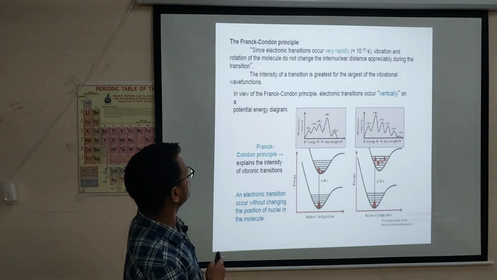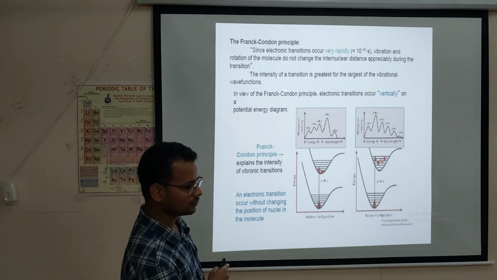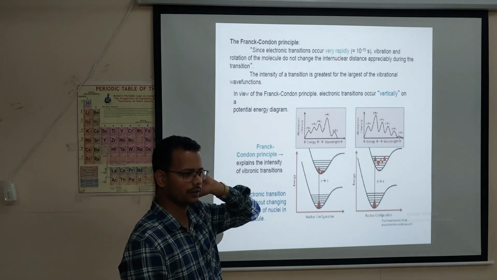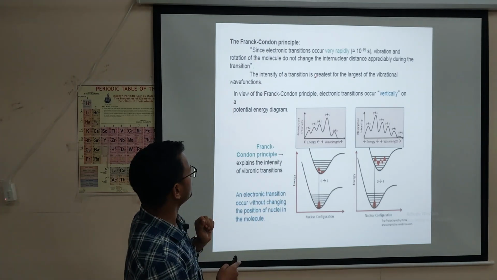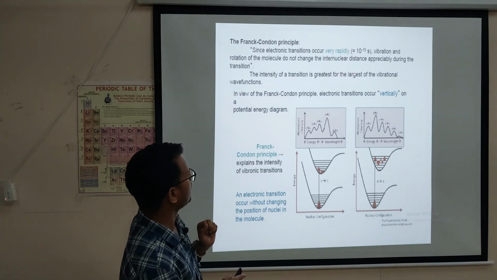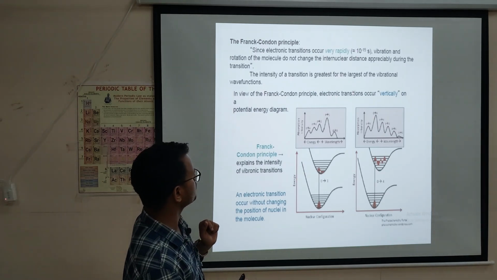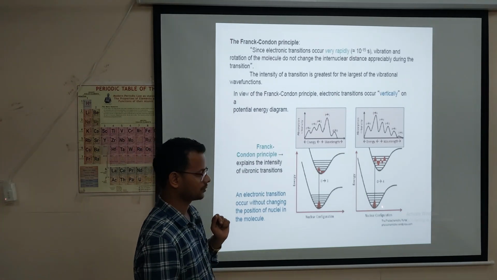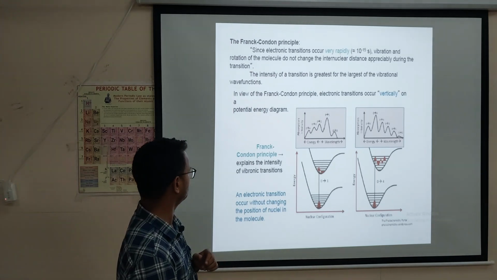Vibration and rotation of the molecule do not change the internuclear distance appreciably during the transition. What I have told you in the previous slide, only electronic transition will occur, vibrational and rotational will not. The intensity of transition is greatest for the largest overlap of the vibrational wave function. In view of the Franck-Condon principle, electron transition occurs vertically on a potential energy diagram.